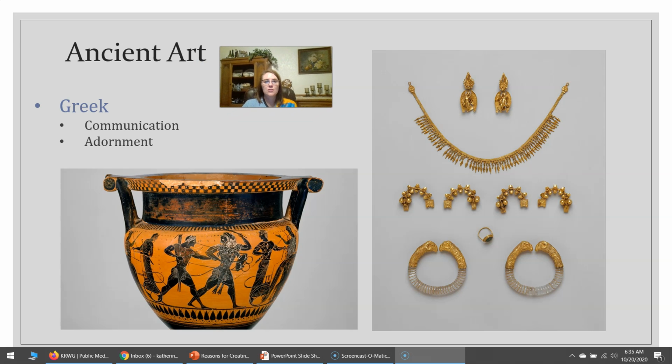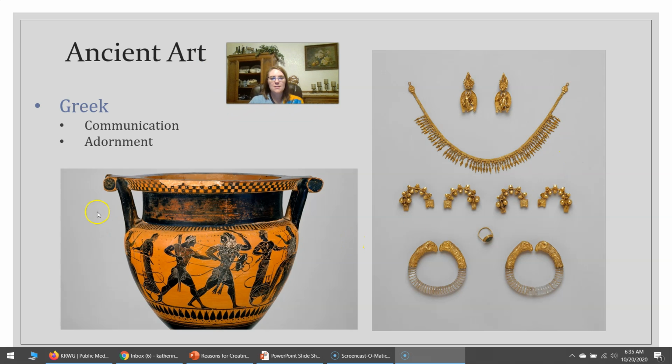So ancient art of the Greeks is communication. They were really interested in figuring out the world around them, and so they did a lot of writings that are still really important to us in modern times. And then, of course, adornment, making yourself look like you have status because you have this beautiful gold jewelry. Not everyone can afford beautiful gold jewelry, so you're special if you can.